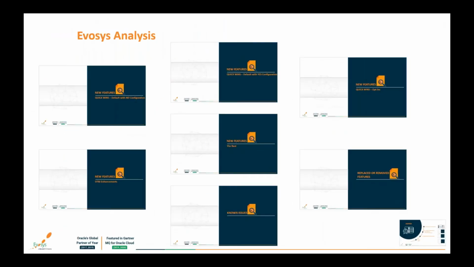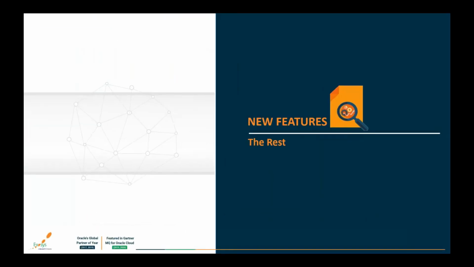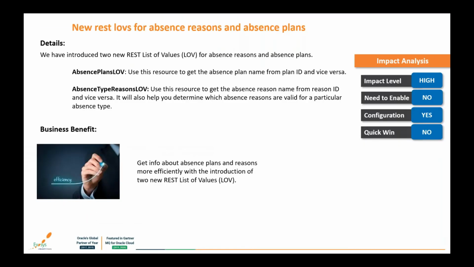Coming to the next REST feature, you cannot call this a quick win, because we need to go through some complex testing. But let's go through this feature. Oracle has introduced two new REST list of values for absence reason and absence plan.